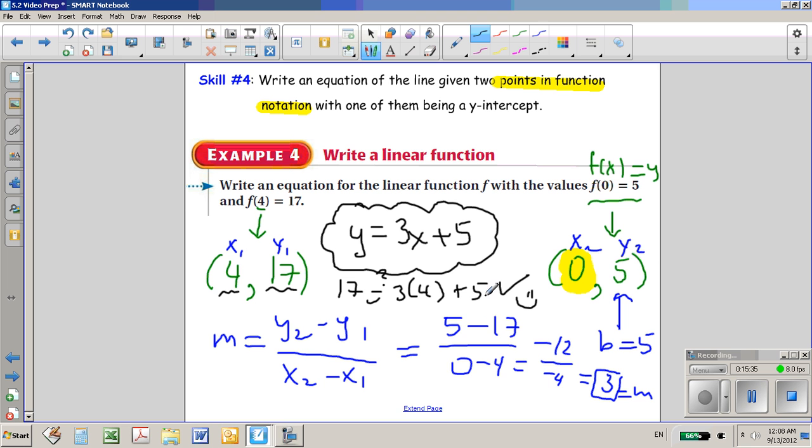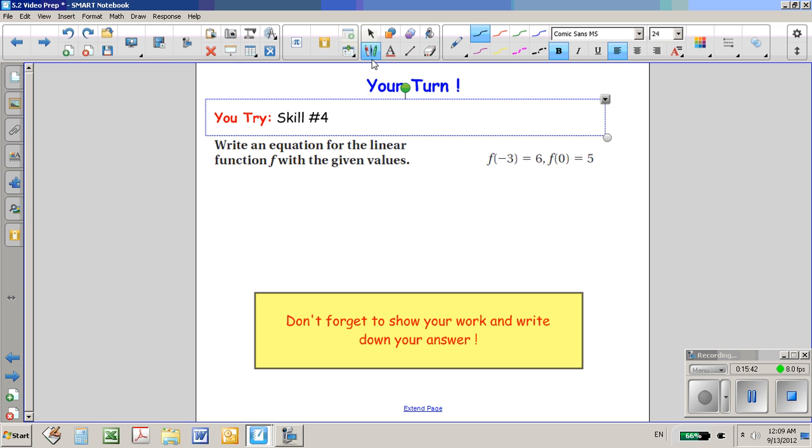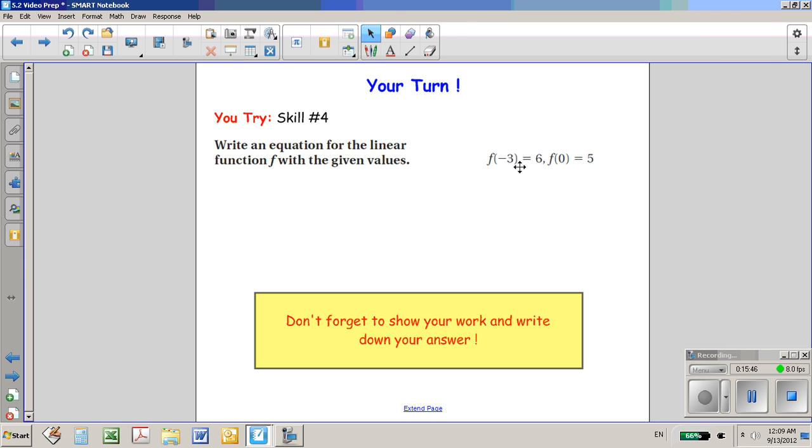Okay, so of course I'm going to have you try one on your own. If you get confused, go back and rewatch the example, but hopefully you're good to go. So work this example. I'm going to make this a little bigger for you. Work it out, and remember to show your work and write down your answer, because after you finish the video, you are going to type in your answers for me.